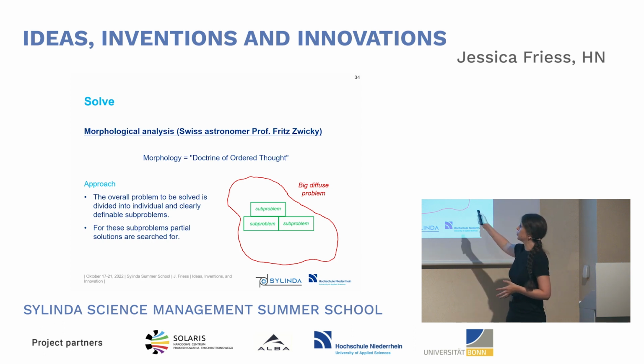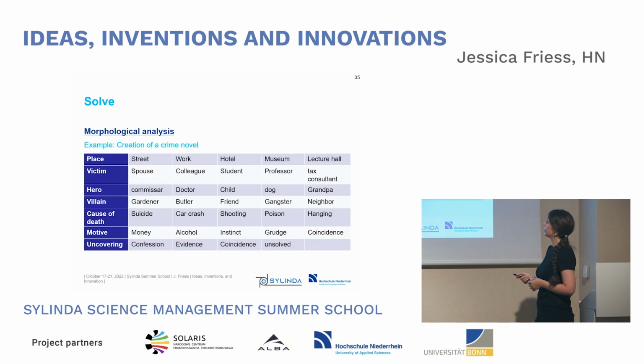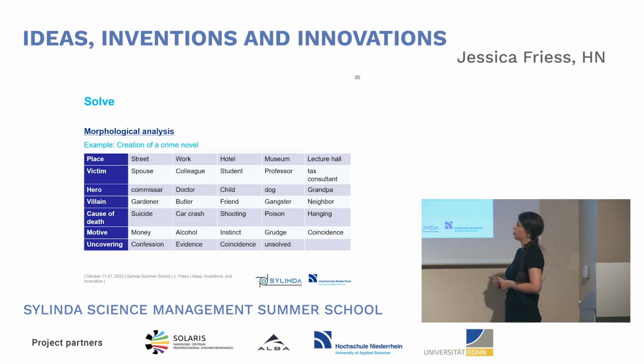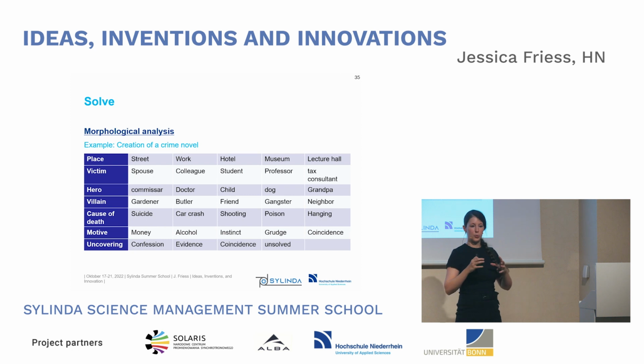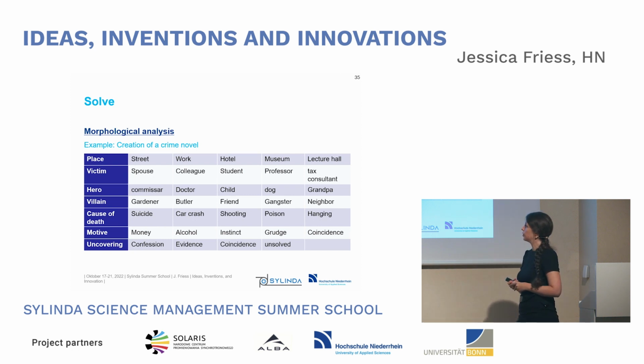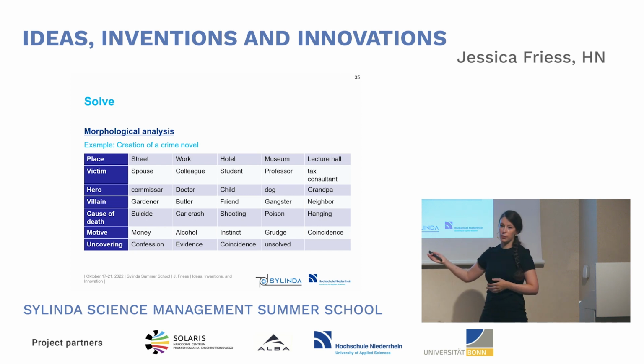Hopefully, they are easy to solve. So if you're looking at an example, for example, we would like to write a crime novel or a TV show about crimes. And so we think about different sub-problems. So for example, we could have the place, which could vary, which is one part which you have to have a look at.